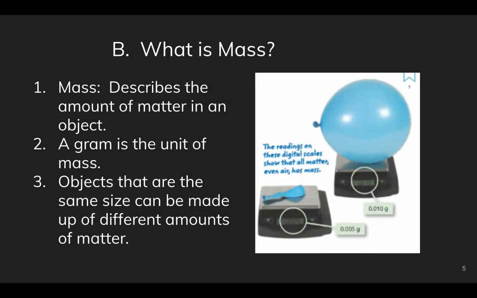Part B, what is mass? Well, mass describes the amount of matter or the amount of stuff in an object. We use grams, that's the basic unit of measurement for mass. And we know that objects that are the same size can be made up of different amounts of matter. And when we look back to the ping pong ball and the golf ball, we know that a golf ball has more matter, so it therefore has more mass as well. Remember, we use a triple beam balance, or in the case of this picture, we had some digital scales. We used those back at the beginning of the year to practice finding the mass.